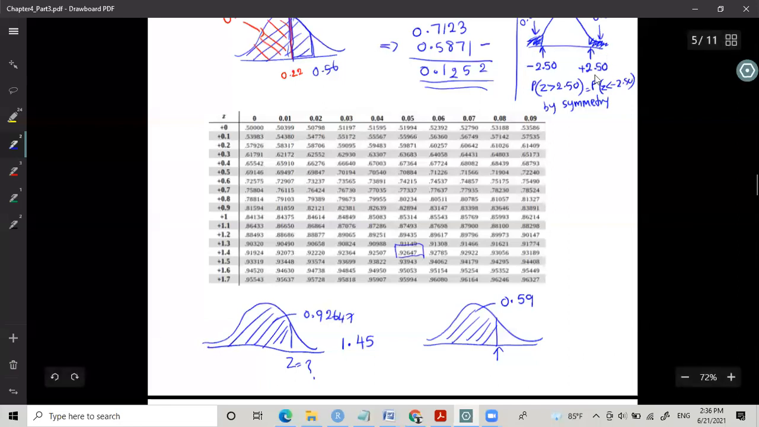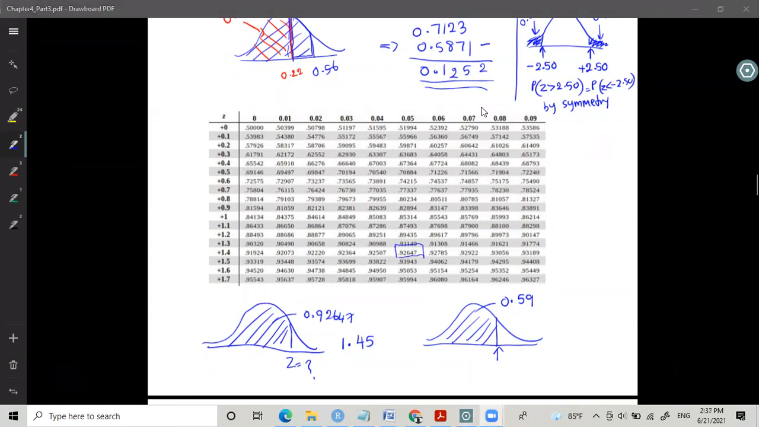Now you have to find a value closer or the exact value from the table. 0.59 will be somewhere close to 0.5. Okay, so what do we do? When you see 0.59, you have to go for the closest one. What are the candidates?